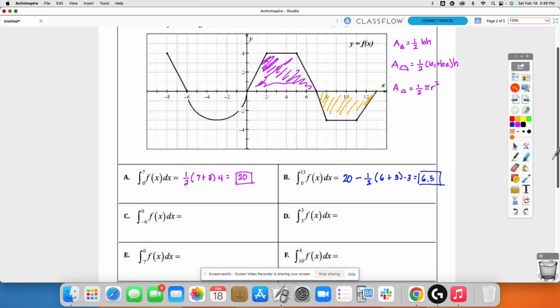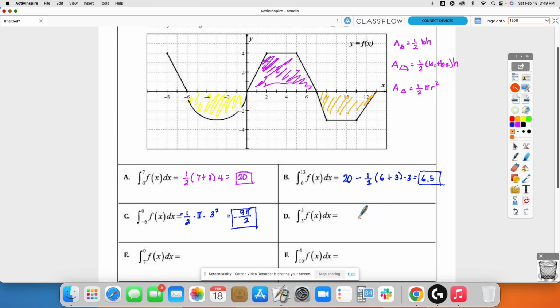Now next, we want to find the area from negative 6 to 0. So this is this semicircle right here. The formula for the area of a semicircle is 1/2 times pi, and our radius here is 1, 2, 3 units, so times 3 squared. That is equal to 9 pi over 2. But since that is below the x-axis, let's put in a negative in front. So we have negative 9 pi over 2.